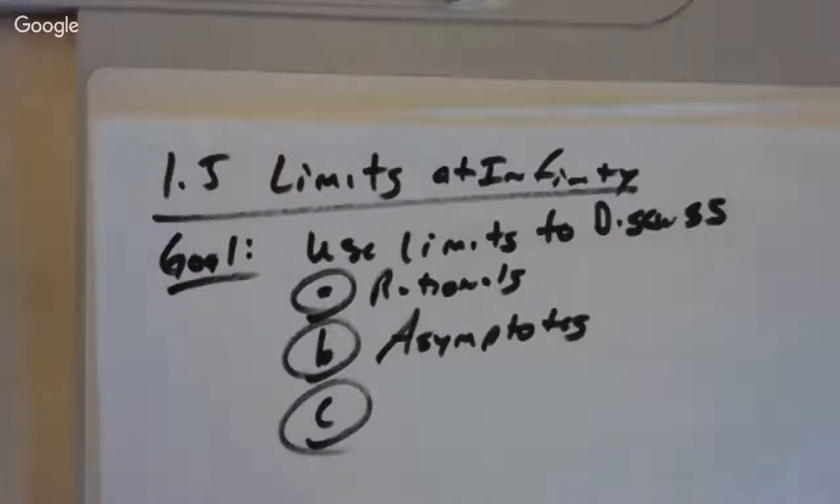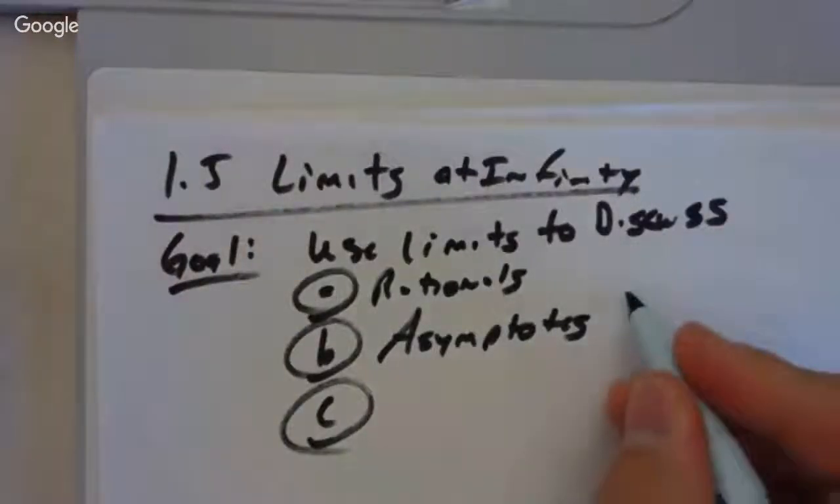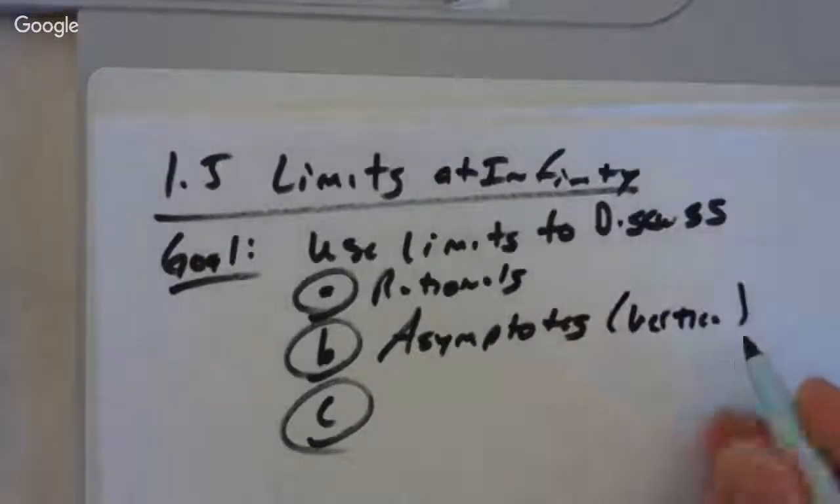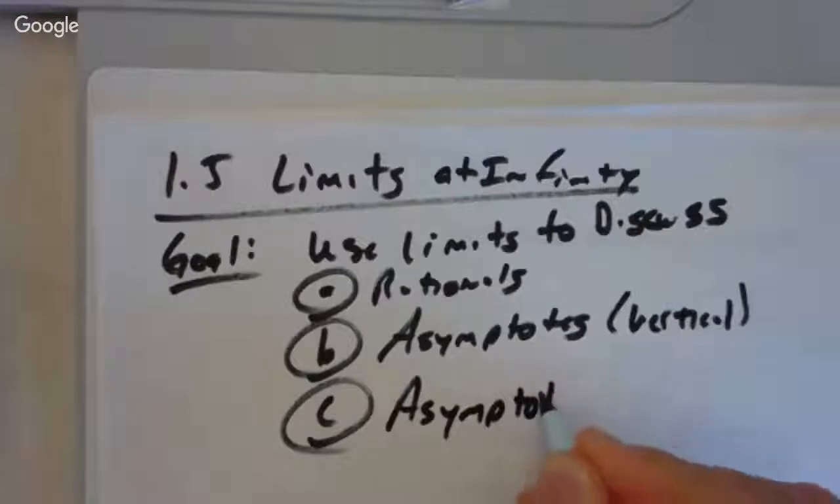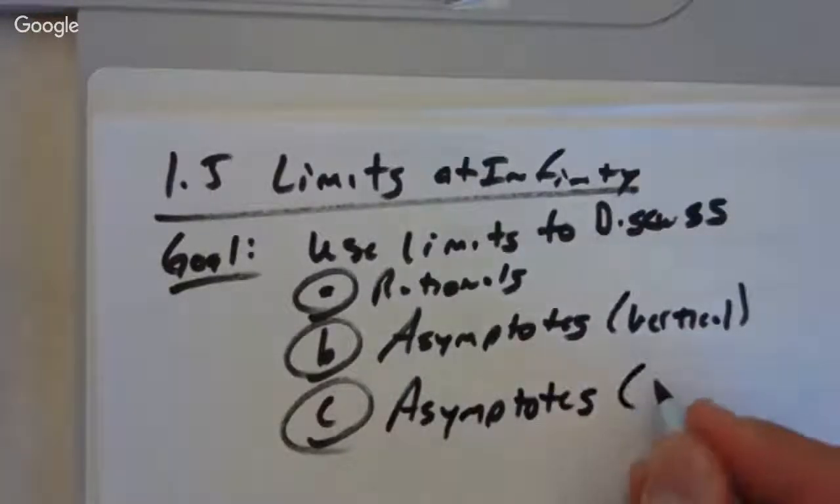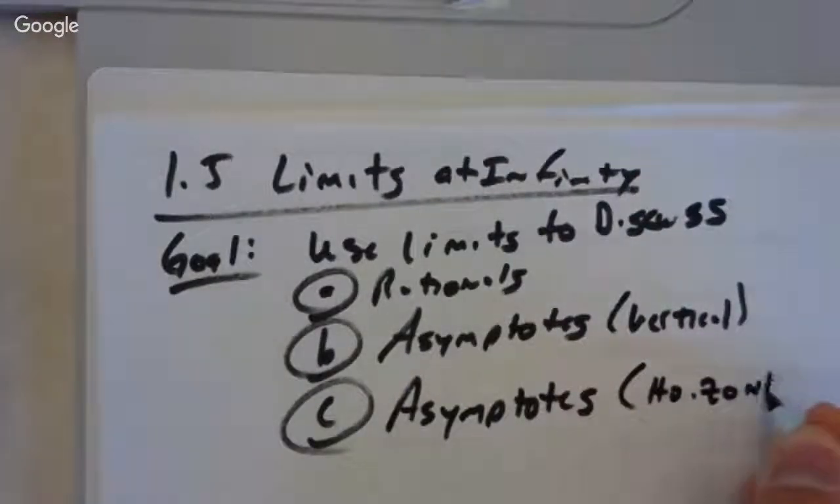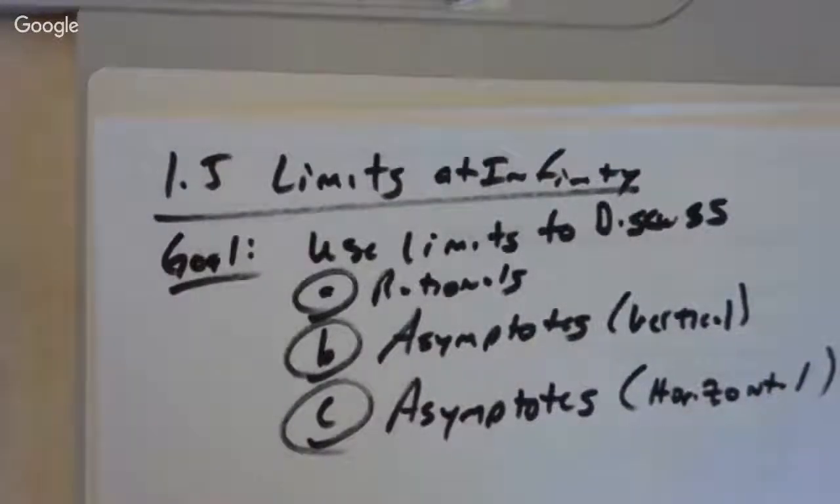Beautiful. What is that? Use limits. Shh. It's American people. Use limits to discuss A, rationals, B, asymptotes. Oh, C was vertical and horizontal. Okay. Thank you. Shh. Remember when my class didn't talk nonstop? Sorry. Okay. Oh, the Iranian stuff.